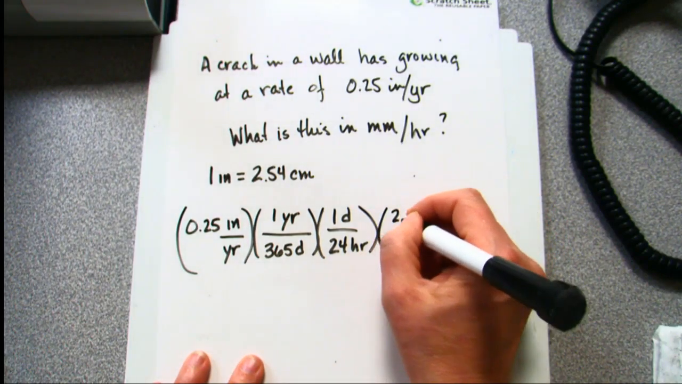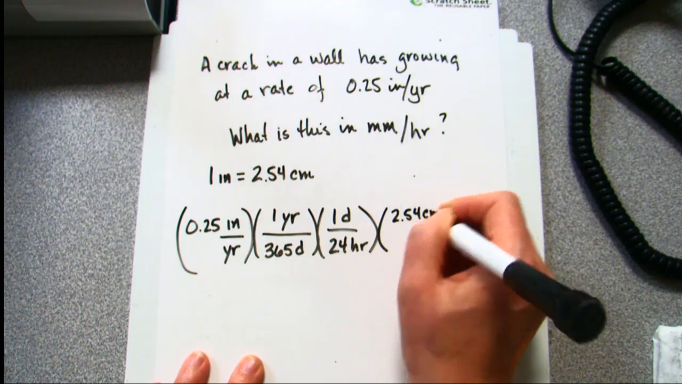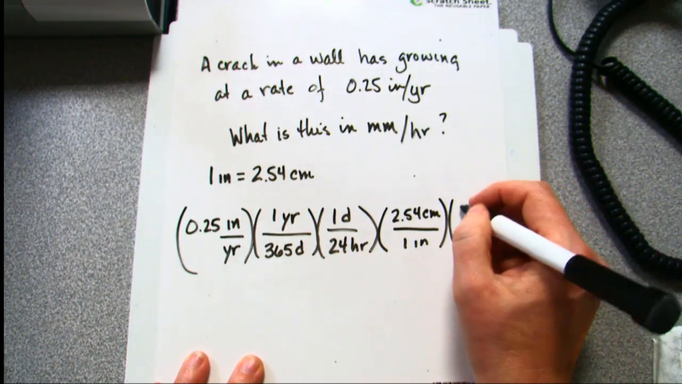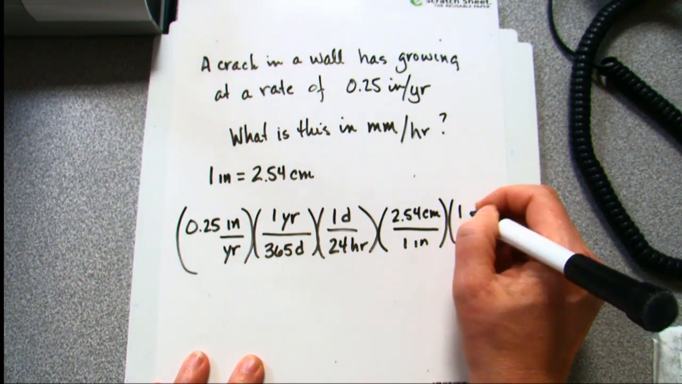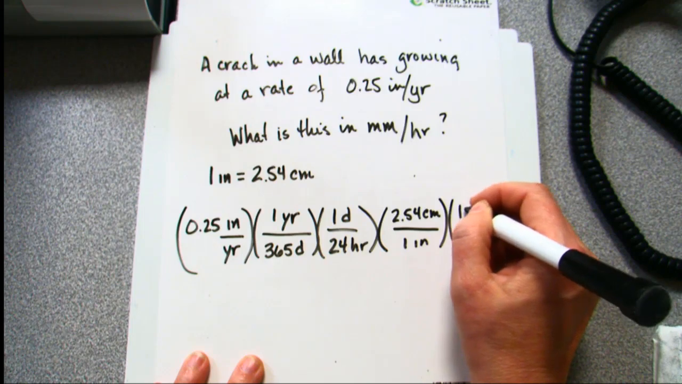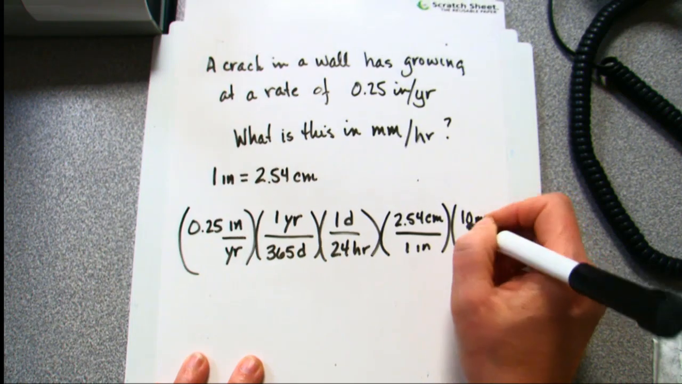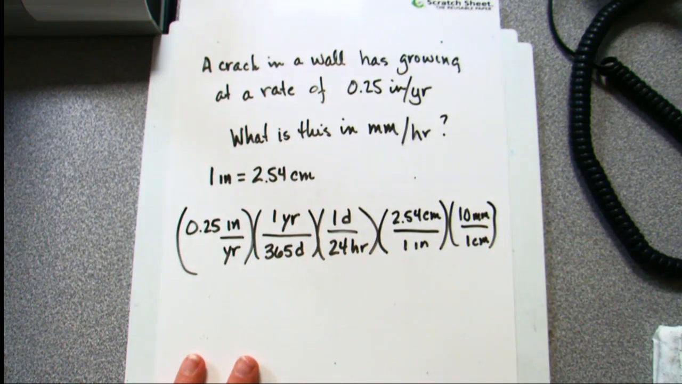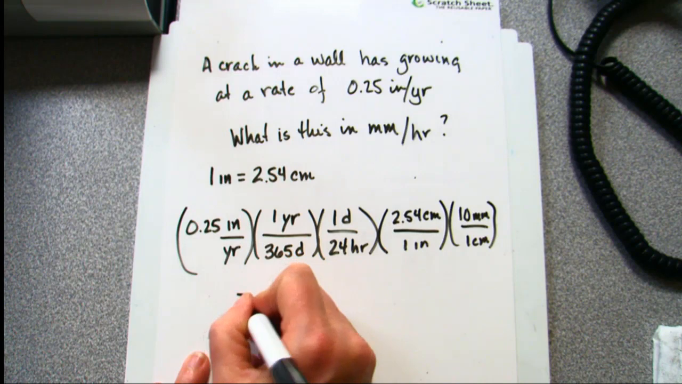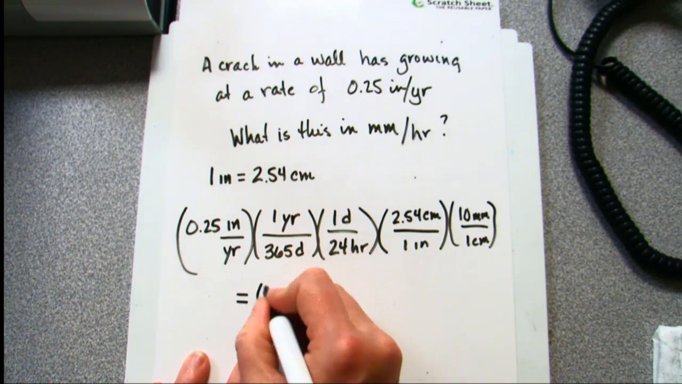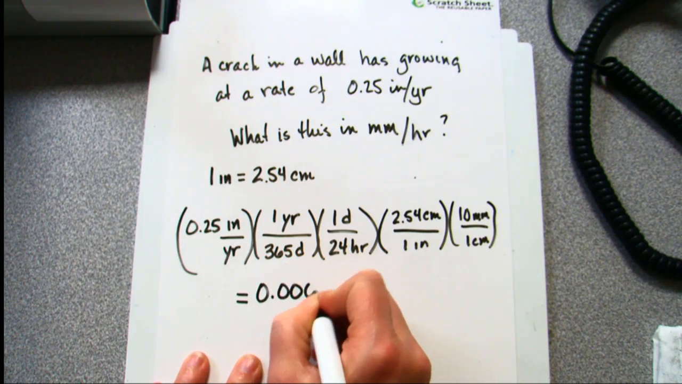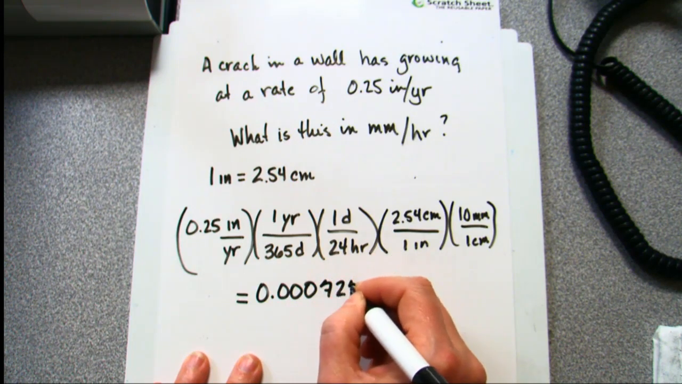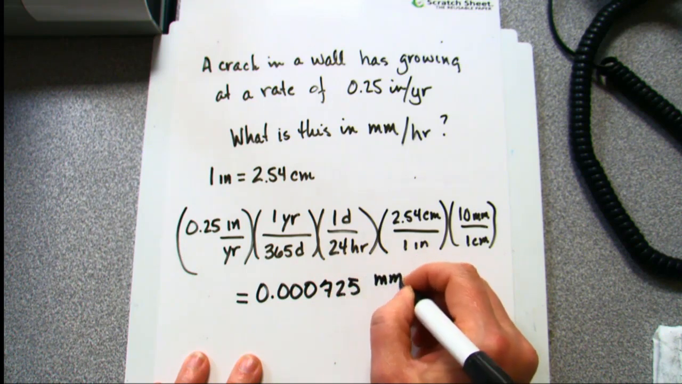So I want my 2.54 centimeters per 1 inch. And then I've got 10 millimeters is equal to 1 centimeter. And if I plug that into the calculator, I'm going to get 0.0000725 millimeters per hour.